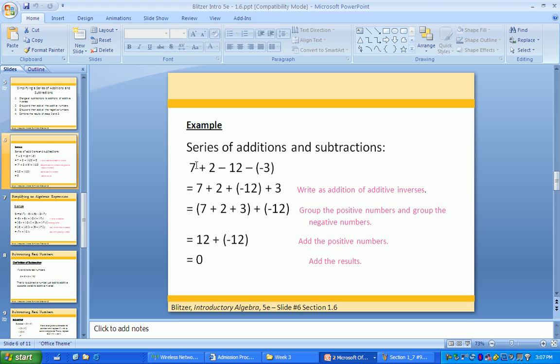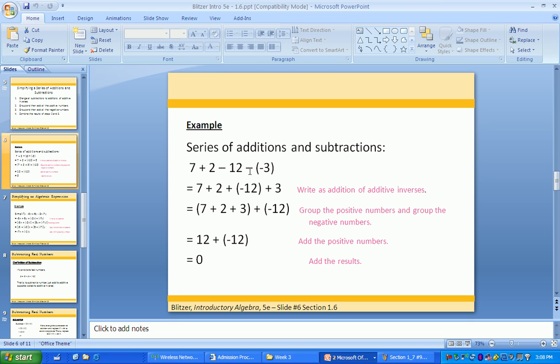Remember, the first thing we're going to want to do is change all these signs in between the numbers to addition signs. So we have 7 plus 2. We didn't have to make any changes there. Since this is subtraction, and we want to make it an addition, we have to change the 12 to negative 12. So now we have 7 plus 2 plus a negative 12.